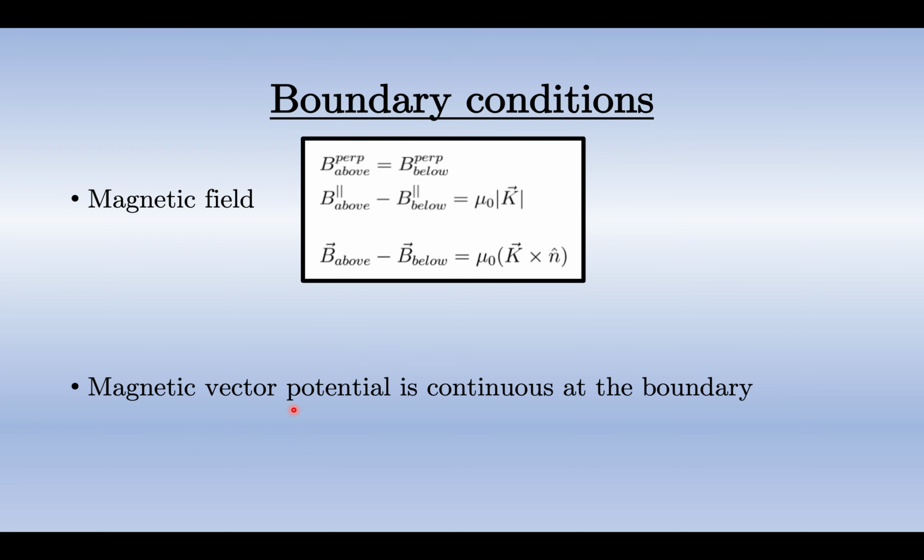And similar to how electric potential was also continuous, the magnetic vector potential is also continuous at the boundary. So these are some of the main topics covered in magnetostatics.